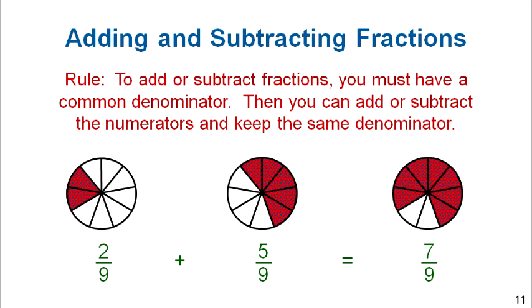So, for instance, to add 2 ninths plus 5 ninths, we should note that 2 plus 5 is equal to 7, and then we must keep the 9 the same. Note that the pictures here show you that when you put 2 ninths together with 5 ninths, you do get 7 ninths.